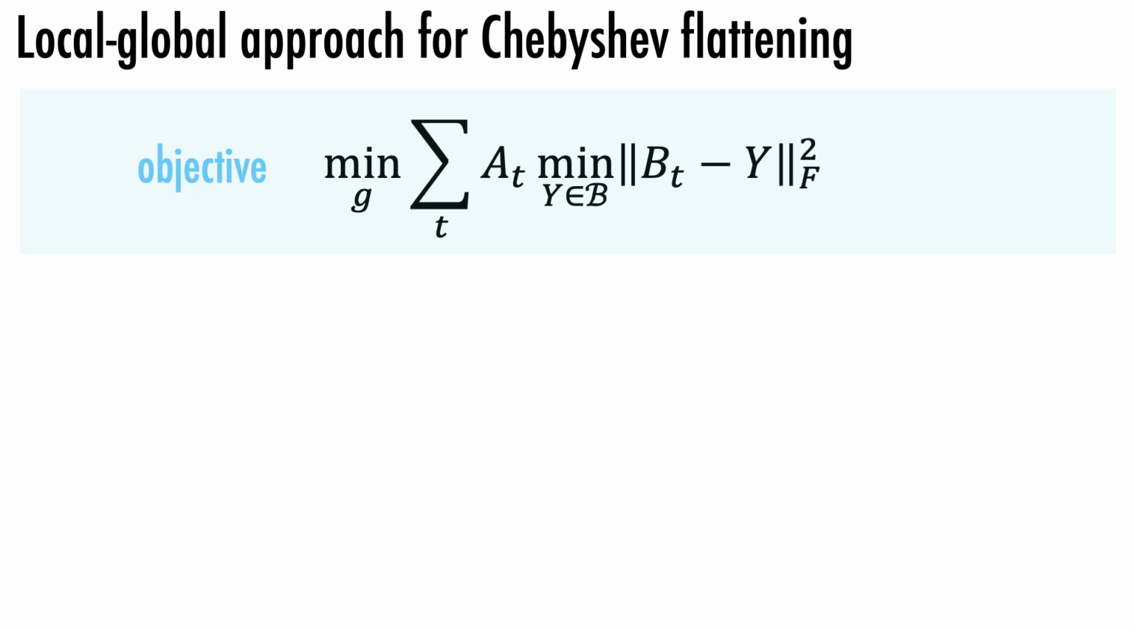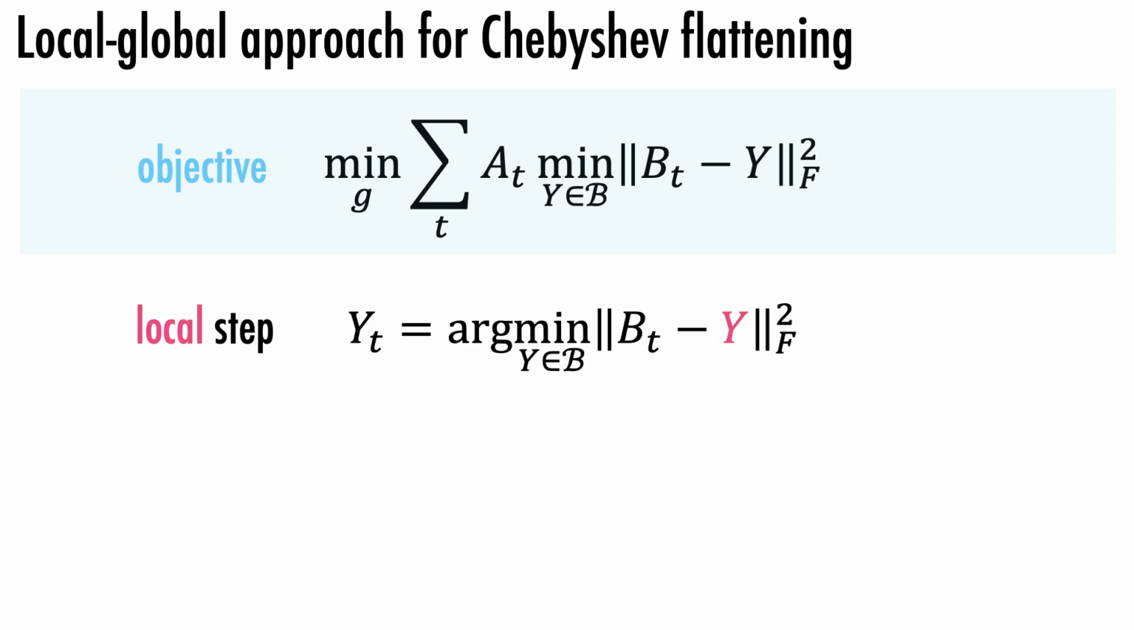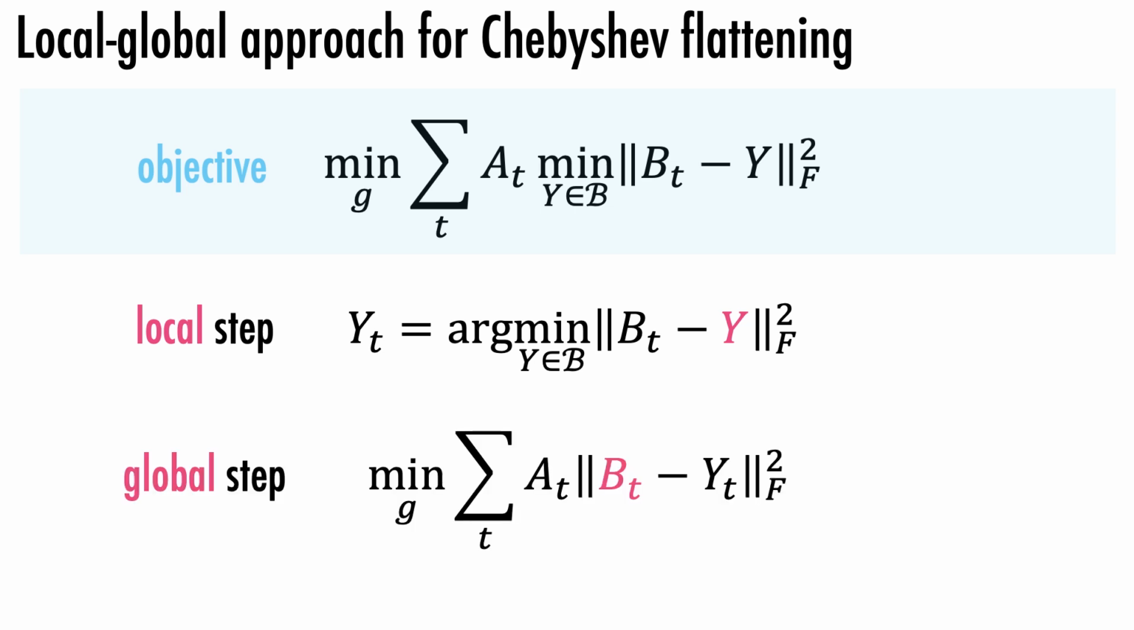We adopt a local-global approach to solve this problem. In the local step, we look for the closest projection within the search space with a given Jacobian. In the global step, we solve for the flattening function g such that its Jacobians are as close to the projections as possible. We then repeat these two steps until convergence.